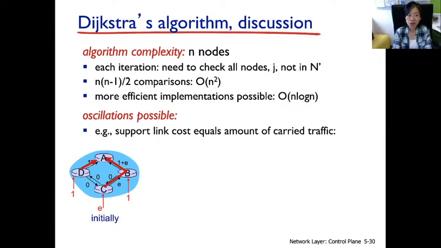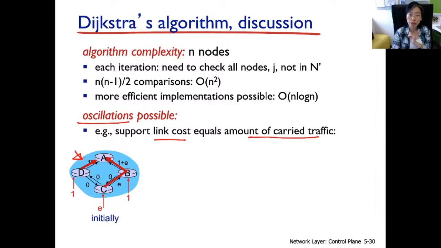There's one very special issue with link state routing called the path oscillation problem. It happens when we set the link cost dynamically, based on the amount of traffic going on the link at the time. Now let me explain using an example.